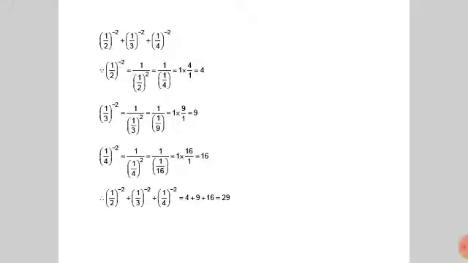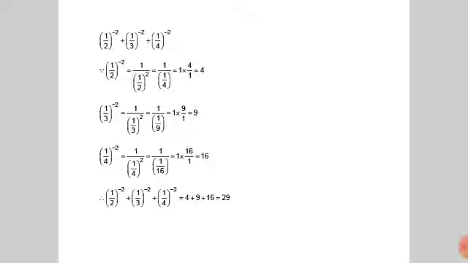1 by 2 the whole power minus 2, 1 by 3 the whole power minus 2, 1 by 4 the whole power minus 2. By the negative law of exponents, convert to the positive power. So 1 by 2 power minus 2 becomes 2 square, 1 by 3 power minus 2 becomes 3 square, 1 by 4 power minus 2 becomes 4 square. 2 square plus 3 square plus 4 square: 2 2s are 4, 3 3s are 9, 4 4s are 16. Adding 4 plus 9 plus 16 equals 29. Do you understand? Are you clear?